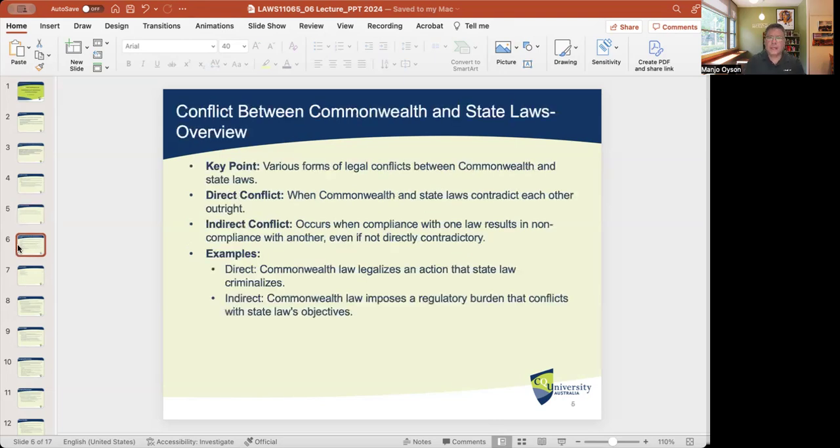Okay. Now, as far as conflicts are concerned, we're going to be looking at the forms of conflict in a short while. But the other conflict will be whether the conflict is direct, when the Commonwealth and state laws clearly directly contradict each other outright. So you see a clear inconsistency. But then you can also have an indirect conflict, where compliance with one law may mean that there is a possibility of breaching the other law.